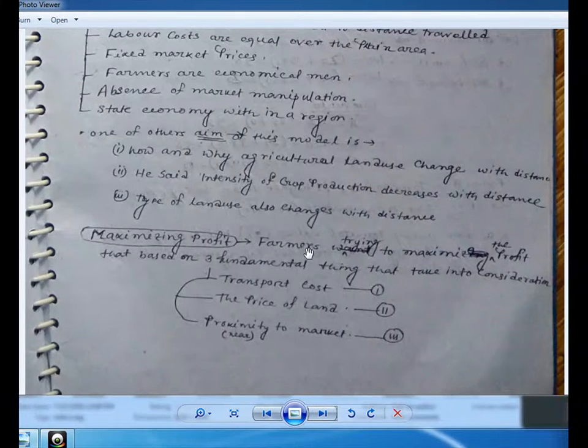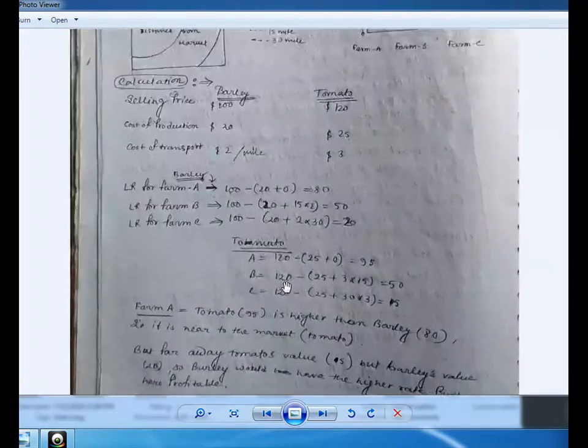Farmers try to maximize profit, based on three fundamental things they take into consideration. First, transportation cost; second, the price of land; and third, proximity to the market. Near the market is important. So transport cost, price of land, and proximity to market.